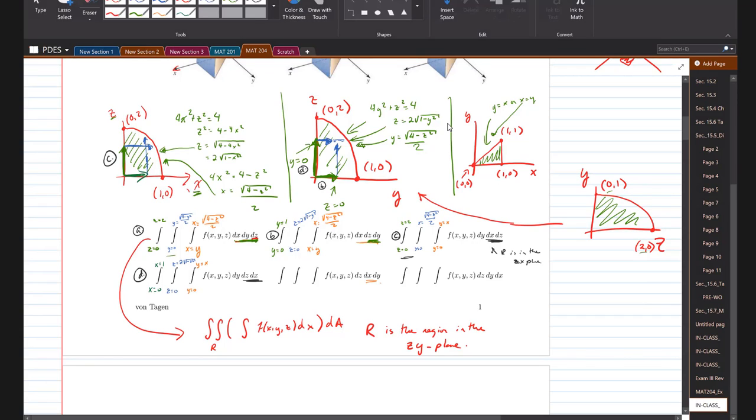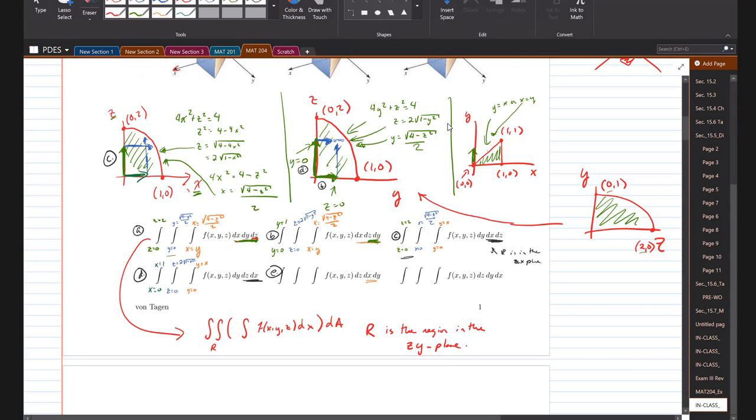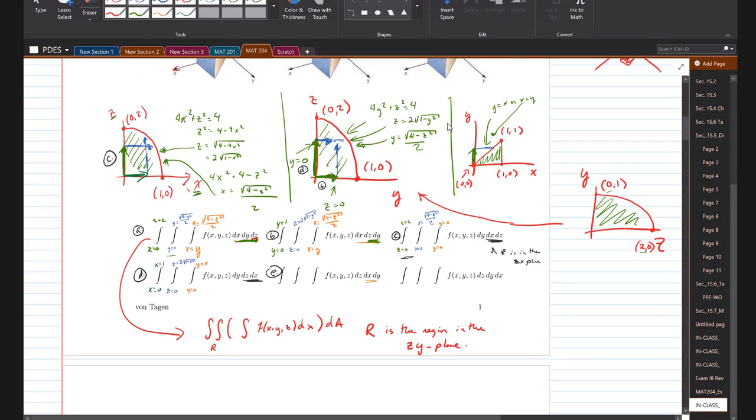And based on the order of integration, I'm looking at, let's see, we did D, so let's call this letter E here. For letter E, we're going to first go up in the Y direction, and then we're going to go out in the blue direction. That's the X direction there.